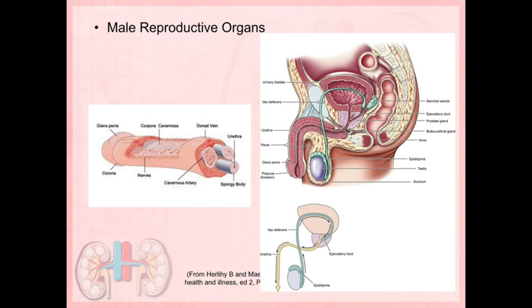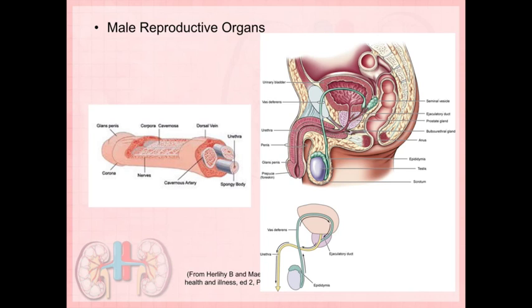The testes are suspended in the scrotum by the epididymis. They produce sperm and manufacture testosterone. The epididymis is a long duct that secretes seminal fluid. The vas deferens joins the epididymis with the ejaculatory duct. The accessory reproductive glands include the seminal vesicles, prostate gland, and the bulbourethral gland.